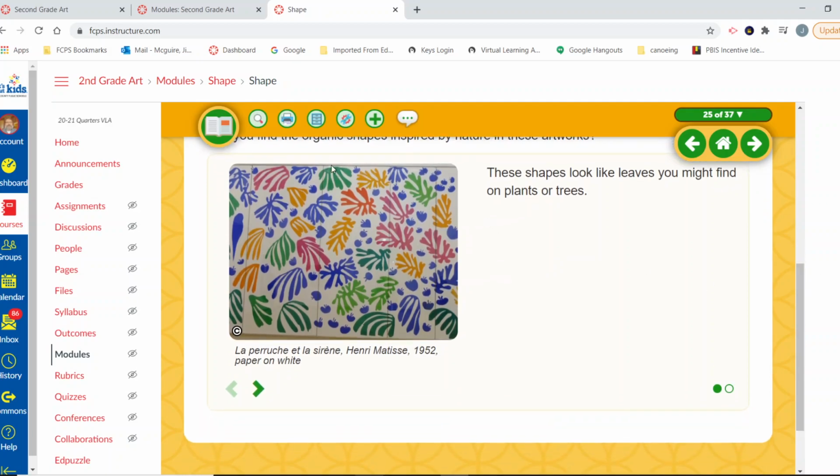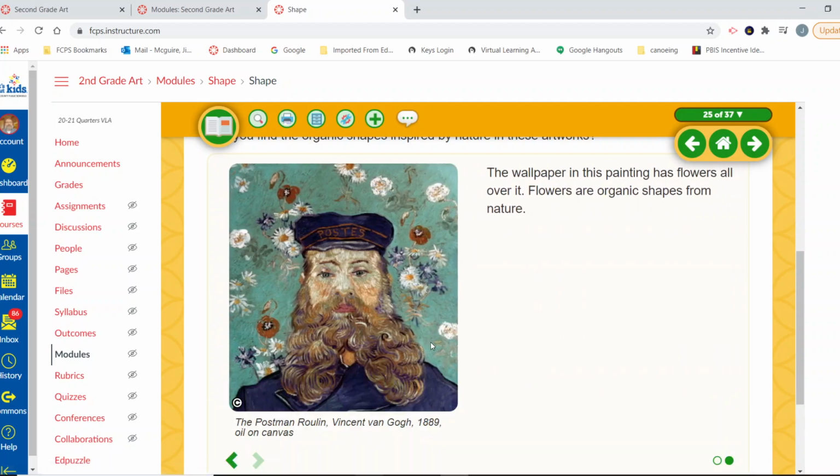Again, this is Matisse painting, and we can tell that these look like plant or tree leaves of some kind. When we look at this painting by Vincent van Gogh, there are all kinds of cool wallpaper, flowers in the wallpaper behind him. Those are organic shapes. The beard itself is a really cool, big organic shape.